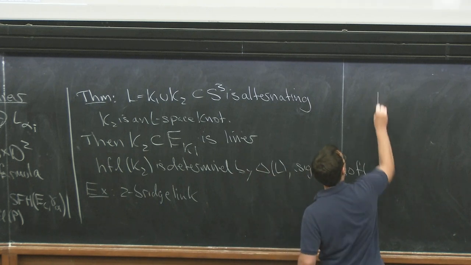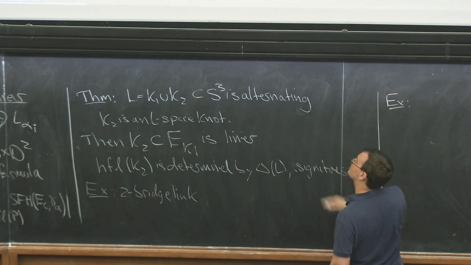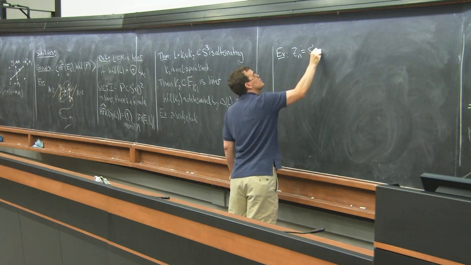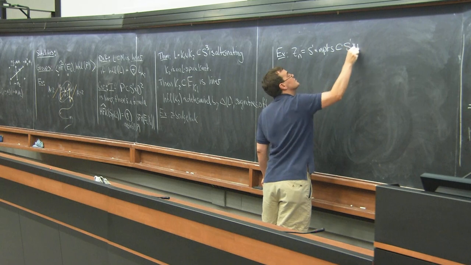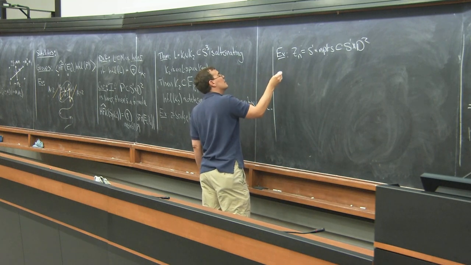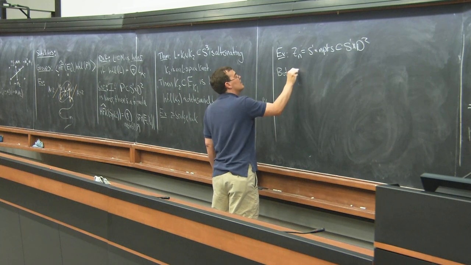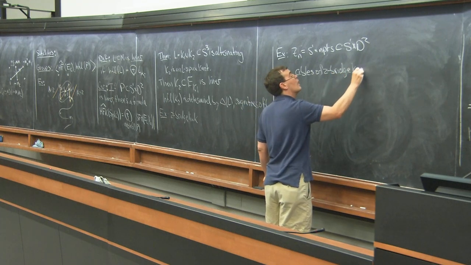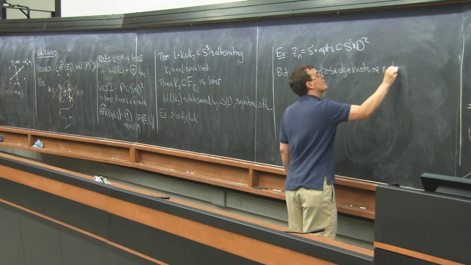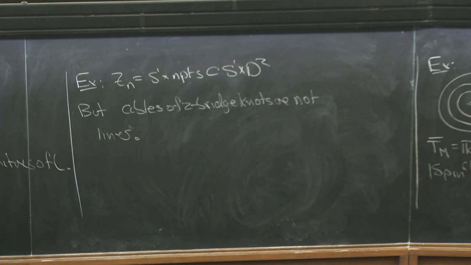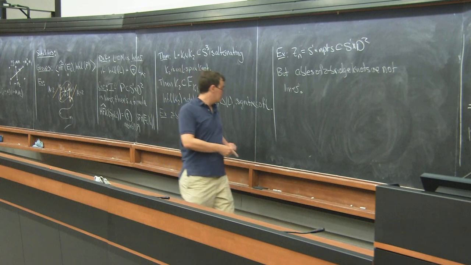Another interesting pattern that's linear, it doesn't fit this criterion, is if I take maybe Zn, this is S1 times n points inside of S1 times D2. It's an example of a linear pattern. For example, cables of two bridge knots are not usually linear. Okay, so the reason there was a formula is that we got kind of lucky and we had a simple answer for the link Floer homology of the pattern.